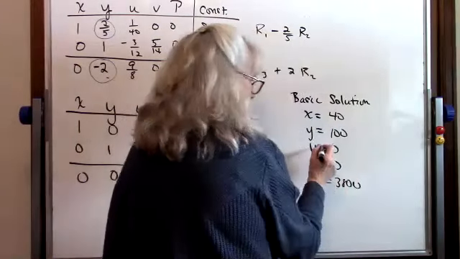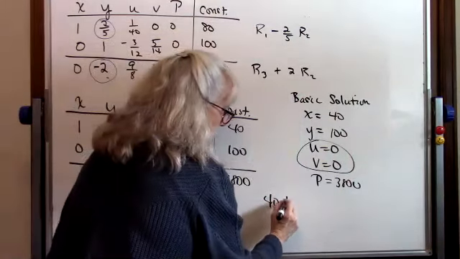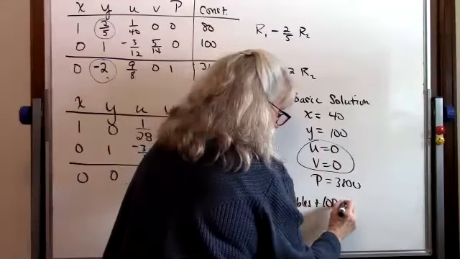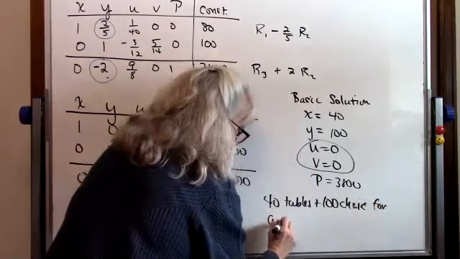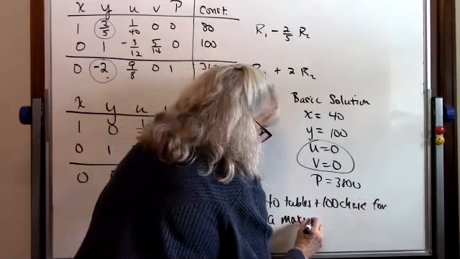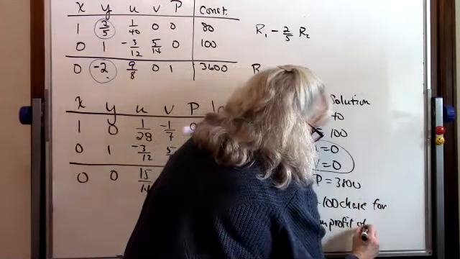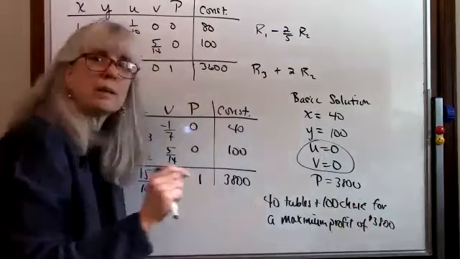Now remember, these were the slack variables. So our solution is that we're going to make 40 tables plus 100 chairs for a maximum profit of 3,800, which is the same answer we got when we did it with the graphing.